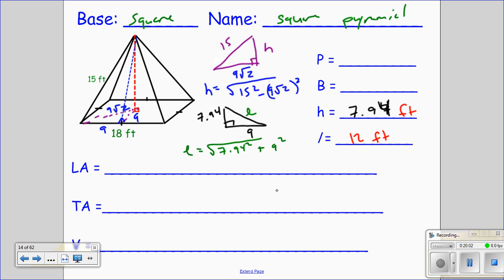All right, I've helped you out on the hardest parts. I need you to finish the rest of the example on your own. And this concludes your notes for today's lesson.